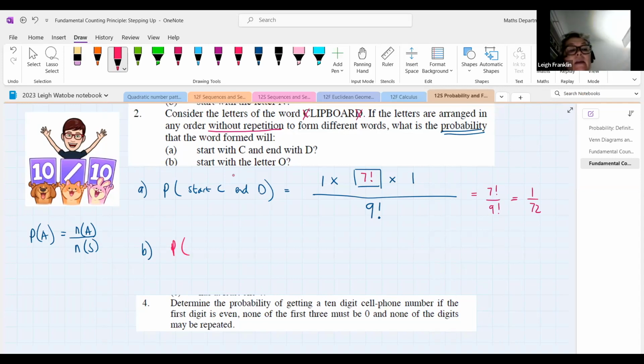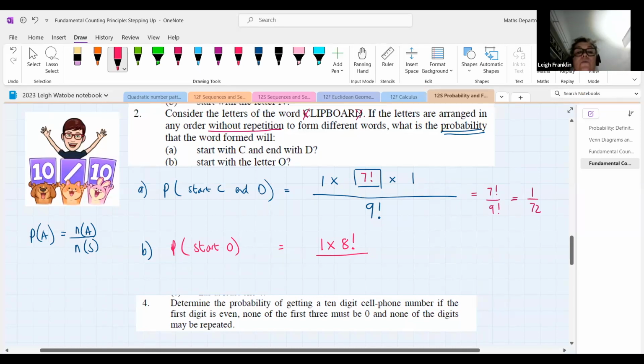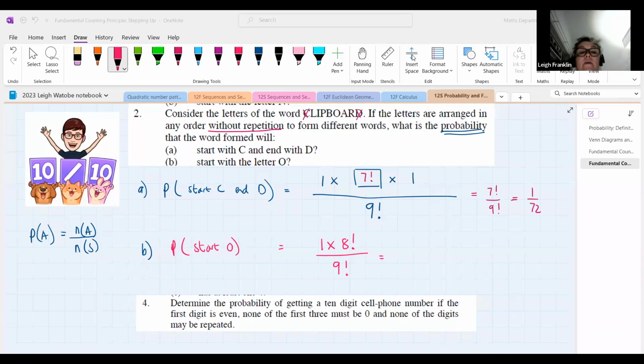Now we need to calculate the probability that it's going to start with the letter O. So that means there is only one way in which the first block can be filled. If one letter is used, there are still 8 letters left over. So in how many ways can those 8 letters be arranged with each other? 8 factorial, that's it. So there are 8 factorial ways in which they can be arranged with each other, over the 9 factorial ways that all the letters can be arranged with each other. All right, so 1 over 9. Okay, that is correct.